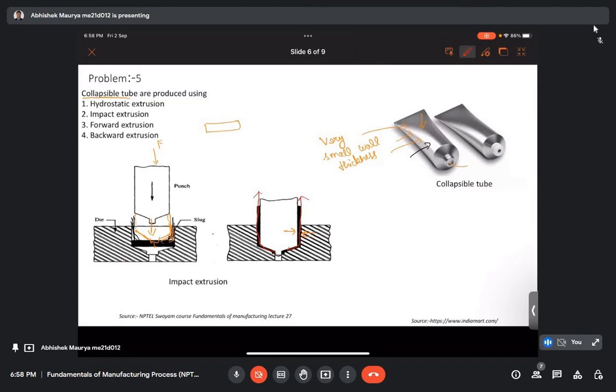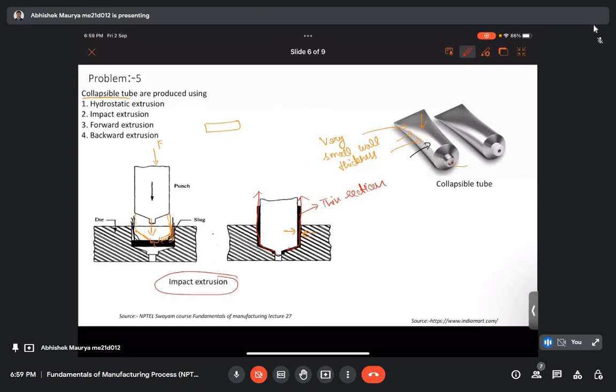So this is the process how we can achieve these very small or thin sections. Whereas if you try to make this kind of thin walls using the forward extrusion, or let's say backward extrusion, then it is not possible to get that small thin section in those cases. So that's why impact extrusion process, where we apply a large force in a very less amount of time.